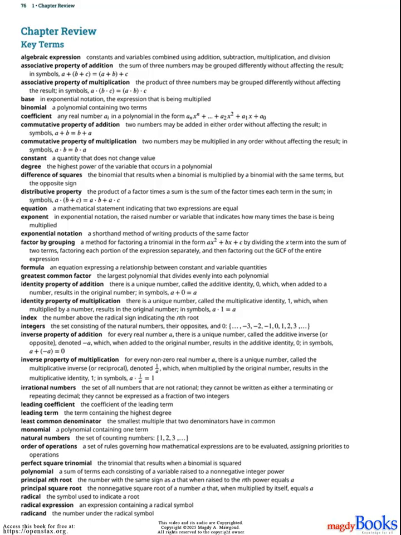Inverse property of multiplication. For every non-zero real number a, there is a unique number, called the multiplicative inverse, or reciprocal, denoted 1/a, which, when multiplied by the original number, results in the multiplicative identity, 1. In symbols: a · (1/a) = 1. Irrational numbers. The set of all numbers that are not rational. They cannot be written as either a terminating or repeating decimal. They cannot be expressed as a fraction of two integers.